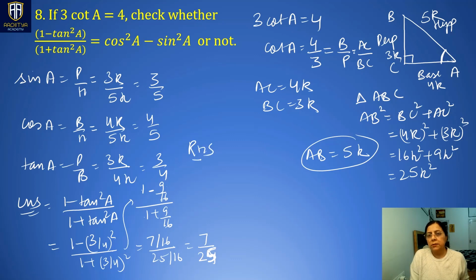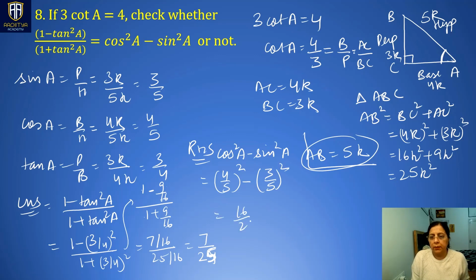Now if we solve RHS, it is cos square A minus sin square A. Cos A is 4 by 5, 4 by 5 whole square. Sin A is 3 by 5, whole square. This is 16 by 25 minus 9 by 25. So we have 16 minus 9 is 7 by 25. So we can say that LHS is equal to RHS. We had to check. Yes, they are equal.